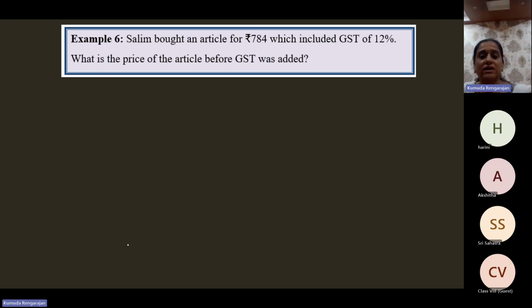Salim bought an article for rupees 784, which included GST of 12%. So 784 includes GST. GST is also a form of tax, right? What's the full form for GST? Goods and service tax.